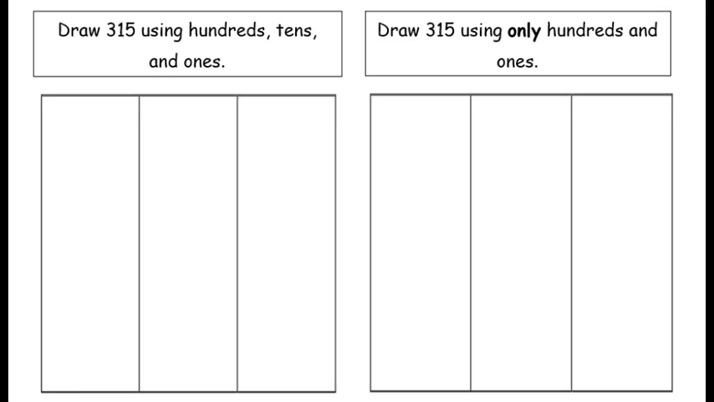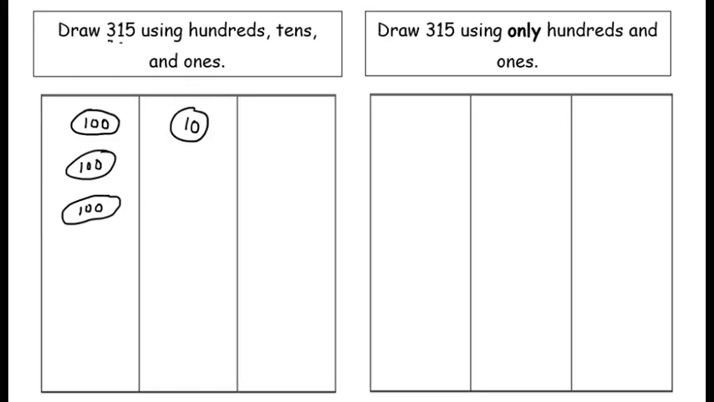Here's another example. I'm first going to draw the number 315 using hundreds, tens, and ones. I'll start with my 3. That means I need 3 discs in my hundreds column. And I'll show that each disc is worth 100. So there's my 300. I need 1 disc in my tens column. And I need 5 discs in my ones column. And each of these is worth 1. So there's my 315.